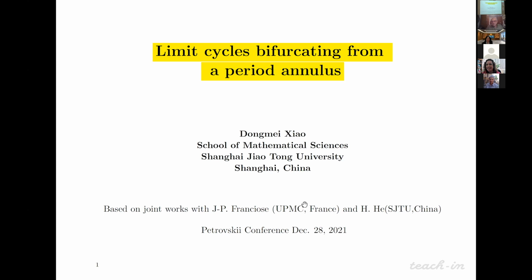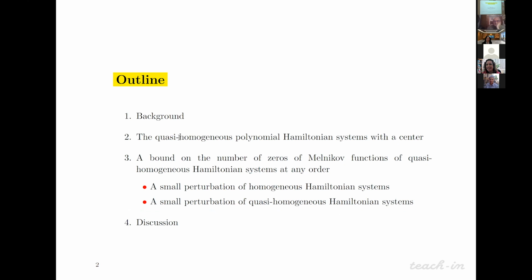Our talk is divided into four parts. First, we give some background, and the second part is this one. The third part is our work, and last we give some discussion.